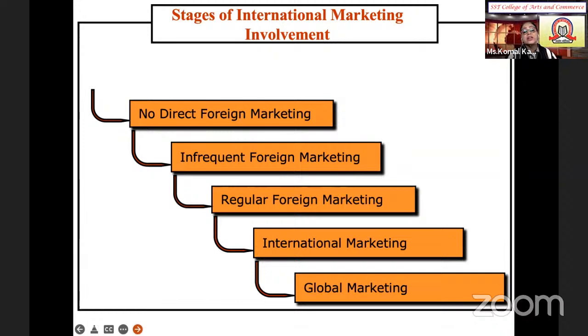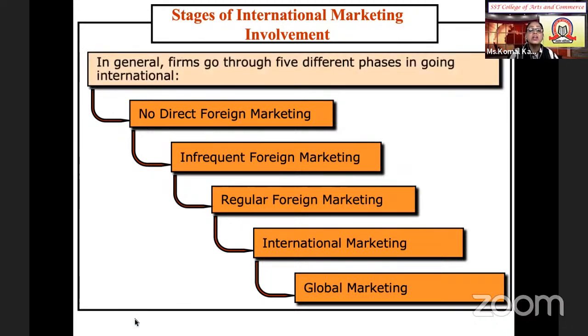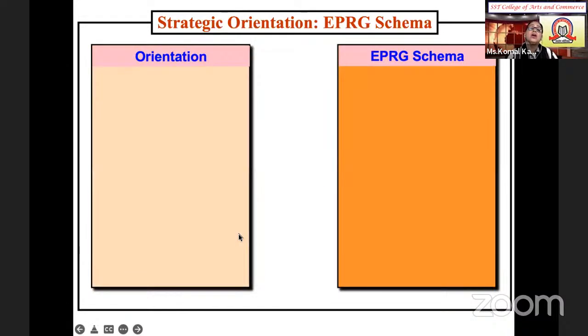Regular foreign marketing. If we really want to settle in a country or capture the markets, we have to go for regular marketing of certain products on trial basis regularly. That means there should not be any distortion in the supply. International marketing: we must know the basics of international marketing and we must have the concept of global marketing. Our view should be to go global.